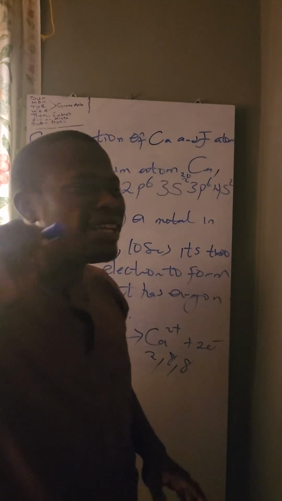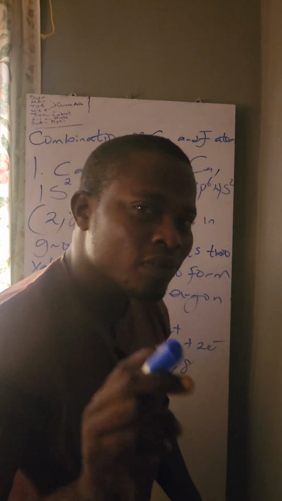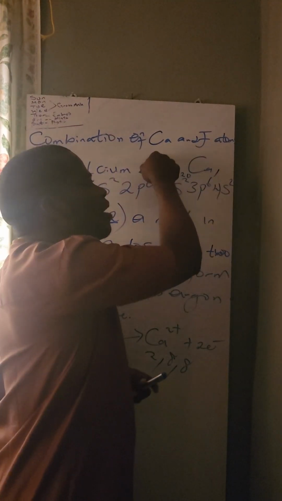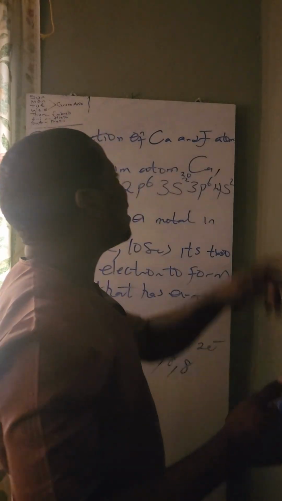So that's electrovalent compound for you. The number of electrons lost by metal must be equal to the number of electrons gained by non-metal.